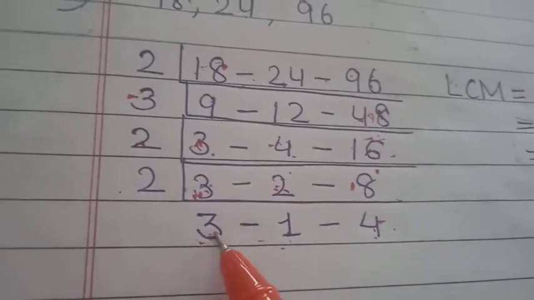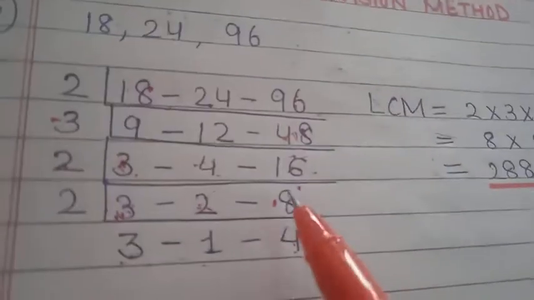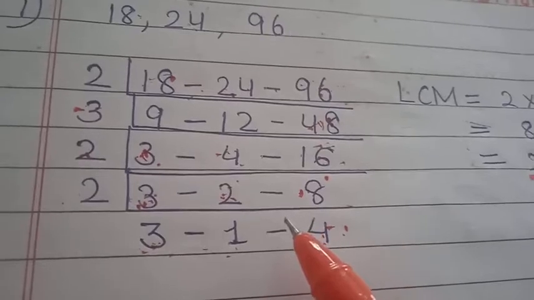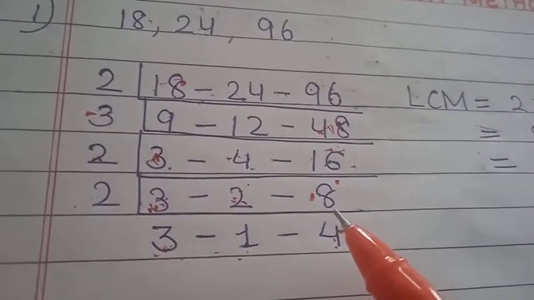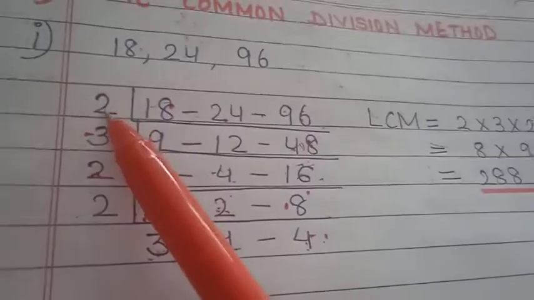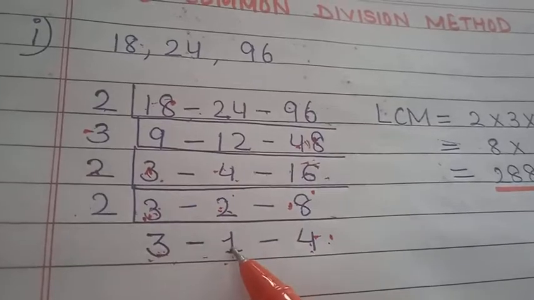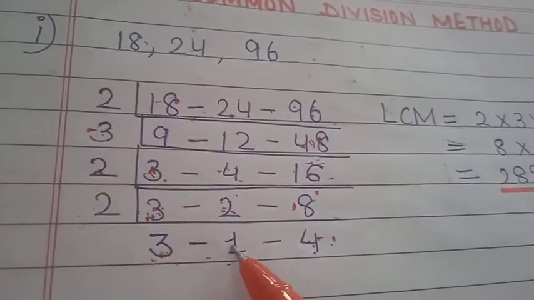Where we have to divide each number separately, there we have to stop, and then we have to find out the LCM. What is the LCM? The product of all divisors and the numbers obtained in the last line will be required. Means what? 1, 2, 3, 4, 5, 6, 7. See here, 1, 2, 3, 4, 5, 6, 7.